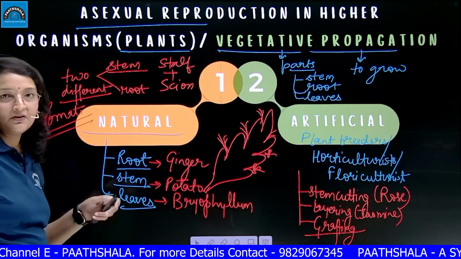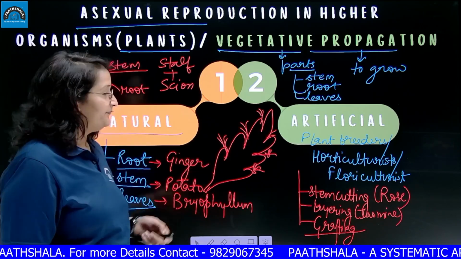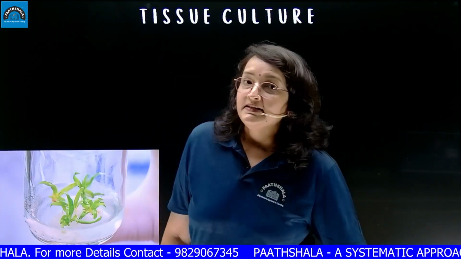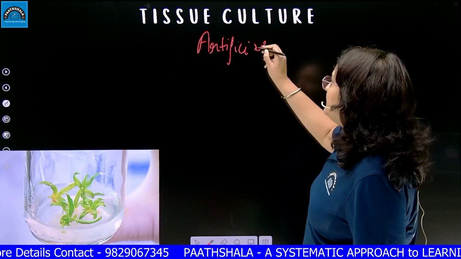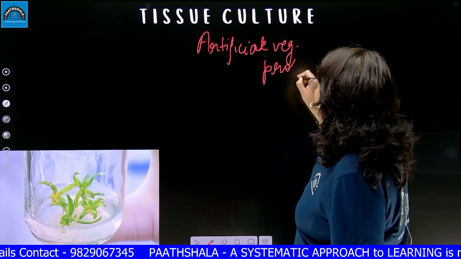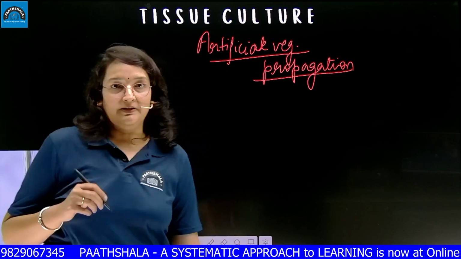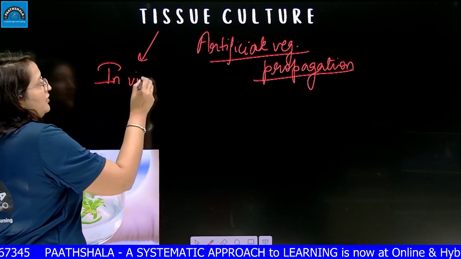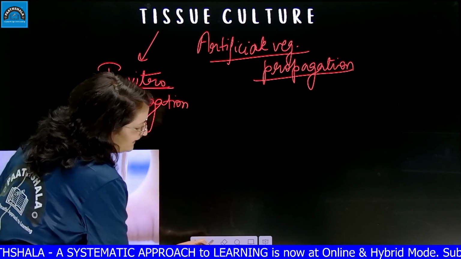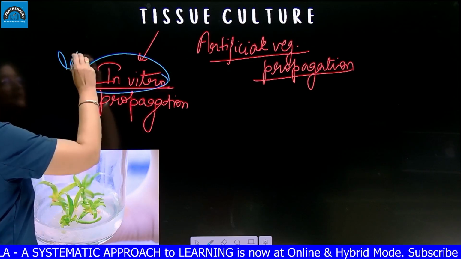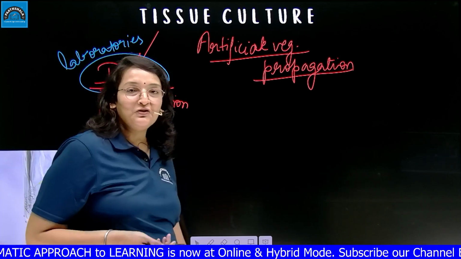So these all are the methods of vegetative propagation, which is a mode of asexual reproduction in plants. It can be done naturally and it can be done artificially. After that, there is one more method, which is again in artificial vegetative propagation. We include tissue culture. Tissue culture is also known as in vitro propagation. In vitro here stands for in the laboratory. We are growing plants in laboratories. We have tissue culture laboratories where we can develop new plants, in the glasswares, in the test tubes, in the conical flask.